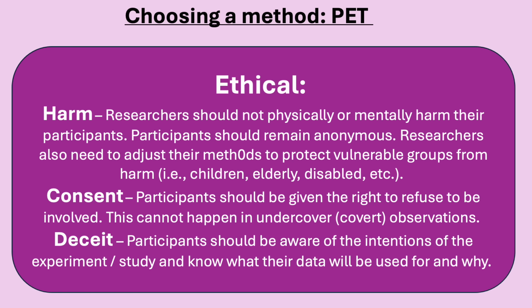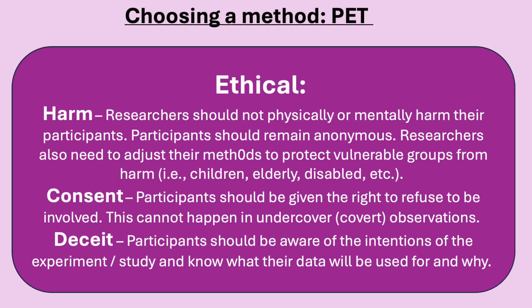Okay, so the E stands for ethical, which can be broken down into harm, consent, and deceit. So harm refers to how researchers should not physically or mentally harm their participants. Participants should remain anonymous, and researchers also need to adjust their methods to protect vulnerable groups from harm. So this could be children, the elderly, or disabled.